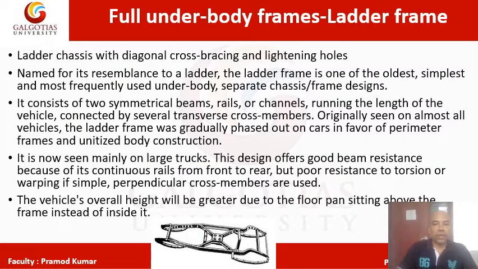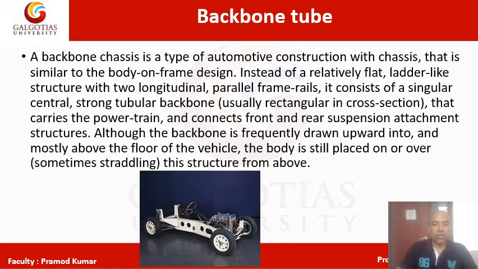So, the full body frame. The ladder frame, shown in the figure below, has diagonal cross bracing and lightening holes. The name comes from its resemblance to a ladder. The ladder frame is one of the oldest, simplest, and most frequently used body-separate chassis frame designs. It consists of two symmetrical beam rails or channels running the length of the vehicle, connected by several transverse cross members. Originally seen on almost all vehicles, ladder frames were gradually phased out on cars in favor of perimeter frames. Unitized body construction is mainly used in cars.